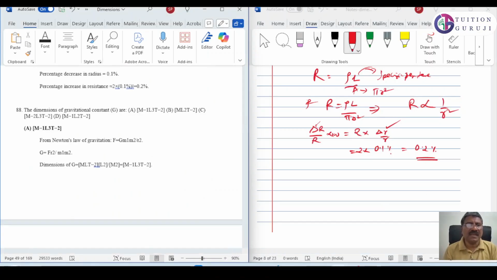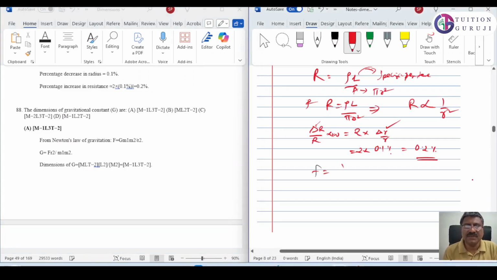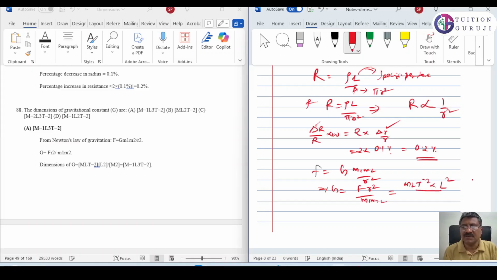Now the dimensions of gravitational constant G. So we have to find G. So we know F is equal to G into M1 M2 by R square, which implies G is equal to F R square by M1 M2. F we know is ML T raised to minus 2, R square is L square divided by M square. Okay, so it will be M raised to minus 1, T raised to minus 2, L square.